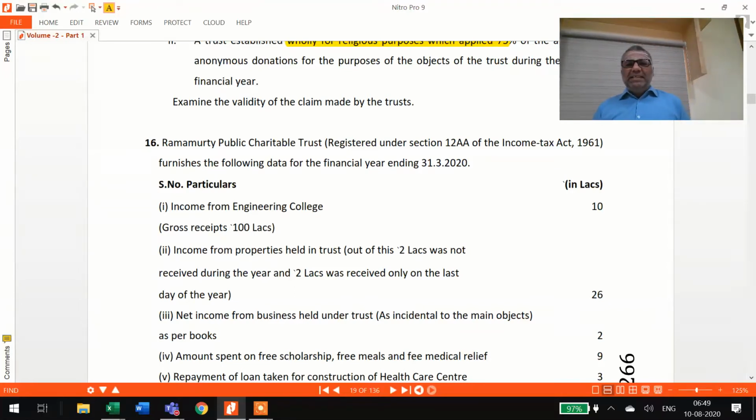Leading you to the 16th question: Ramurthy Charitable Trust furnishes the following. Income from an engineering college, gross receipts 100 lakhs. This will fall under section 10(23C), and this 10 lakhs is wholly exempt. Here, they are not looking into the 85% conditionalities. It is there as part of law, but there are enough exemptions for them.